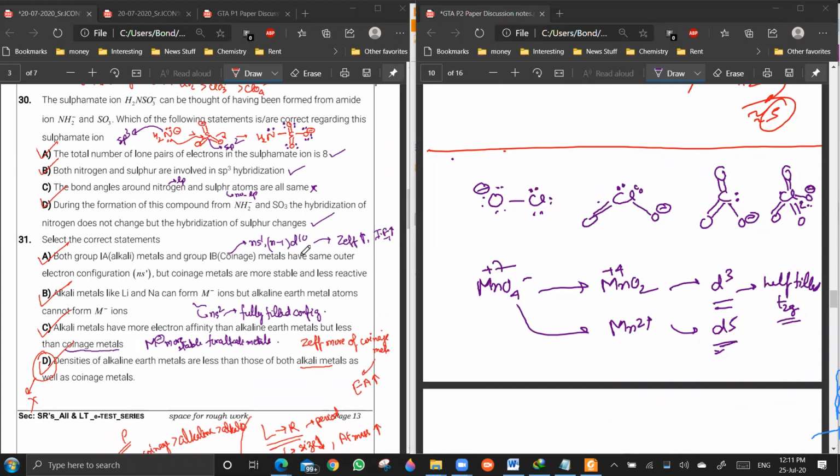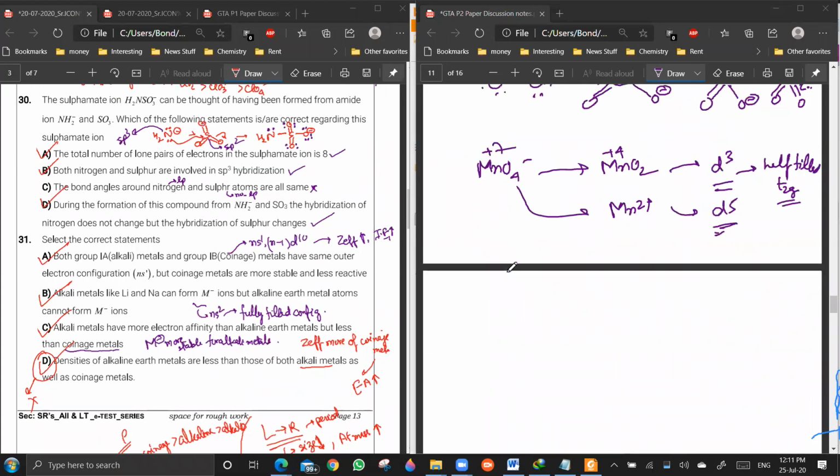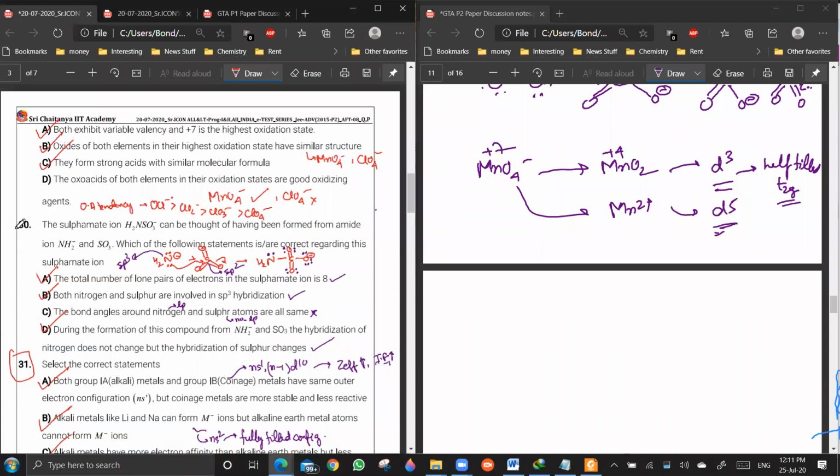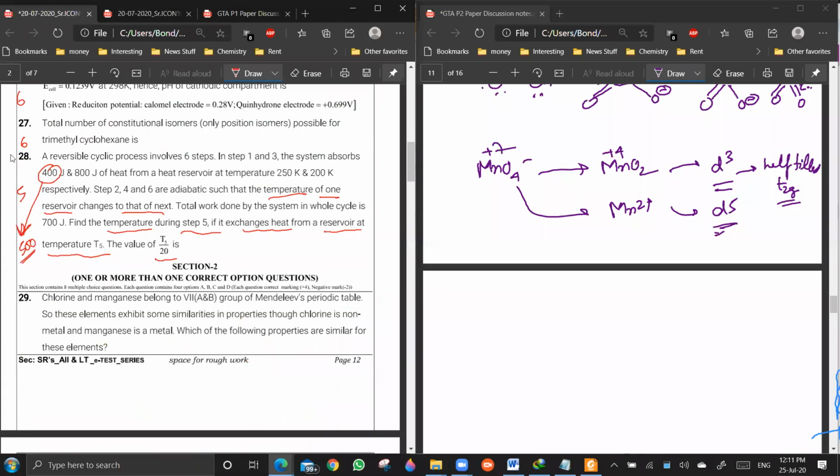After 31. In 31, option D is incorrect. Density of alkali metals is less compared to alkaline earth metals and coinage metals. Are you getting my point? So here it will be A, B, and C only. D option is not correct. So we should just remember that. No, there is a logic also.